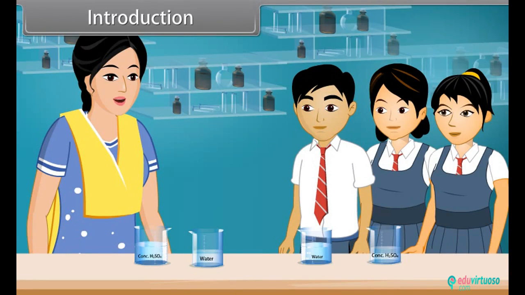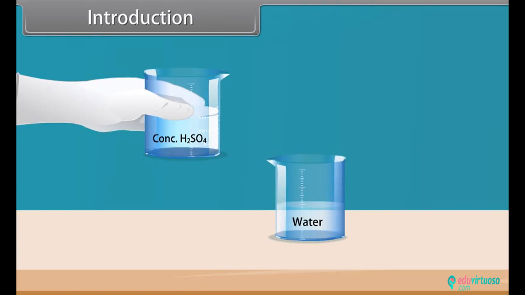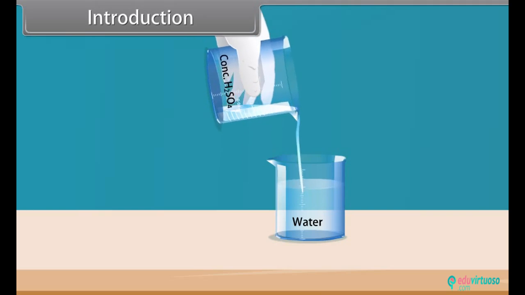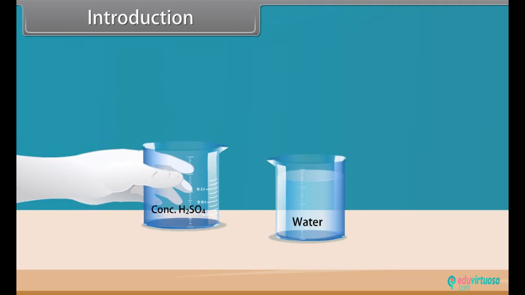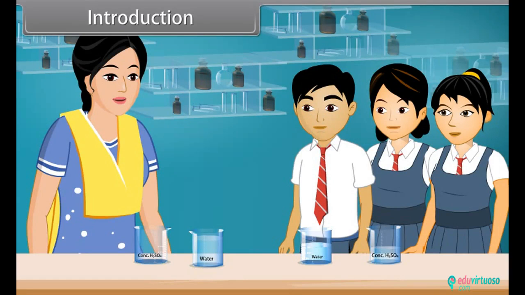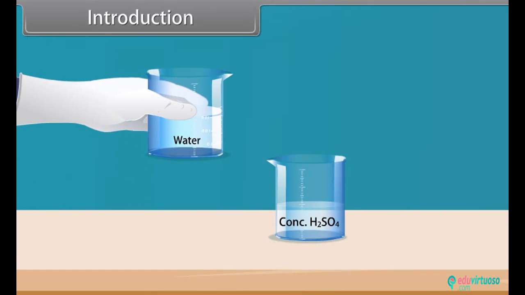Students, today we are going to perform an experiment in our chemistry lab. For this experiment, we require two important components, concentrated sulfuric acid and water. Firstly, we add concentrated sulfuric acid into water very slowly. Both are mixed smoothly. Now we add water into concentrated sulfuric acid slowly.